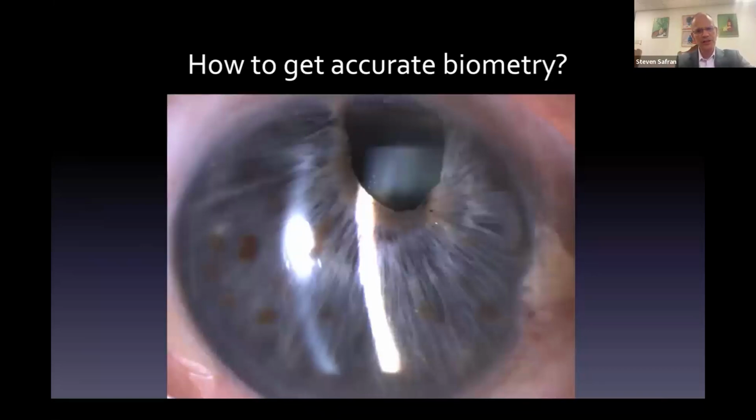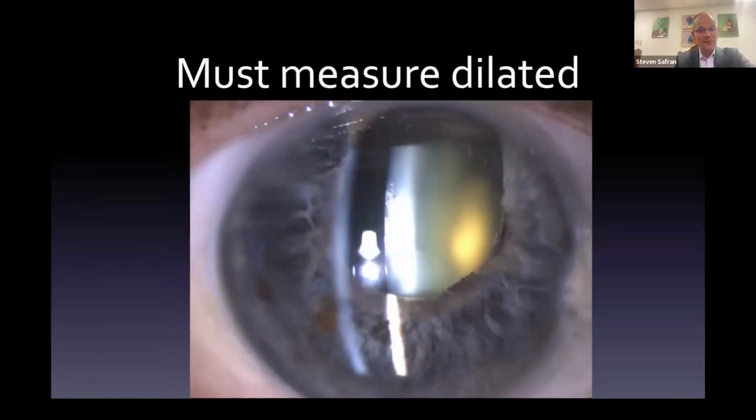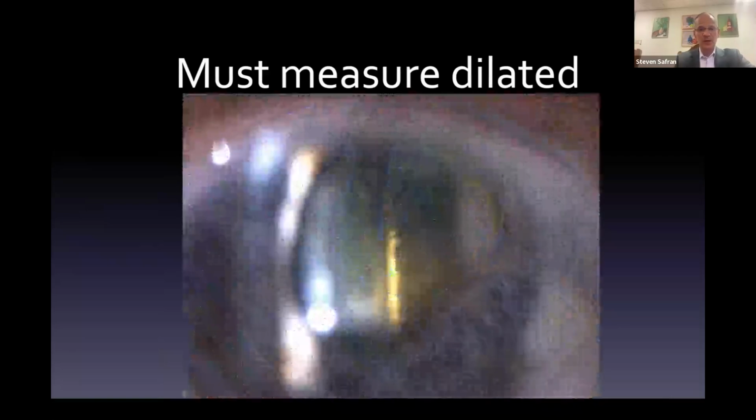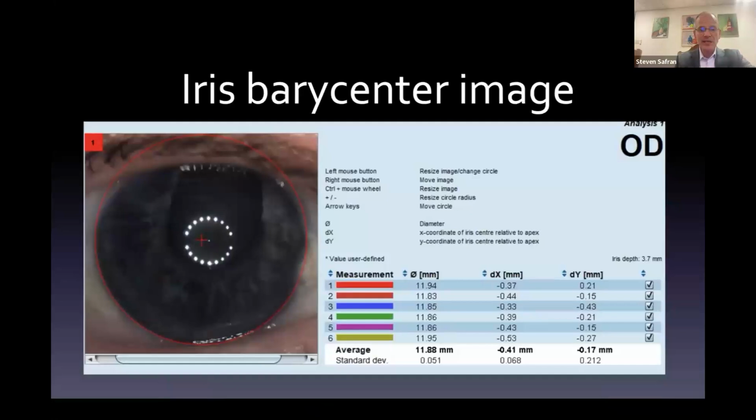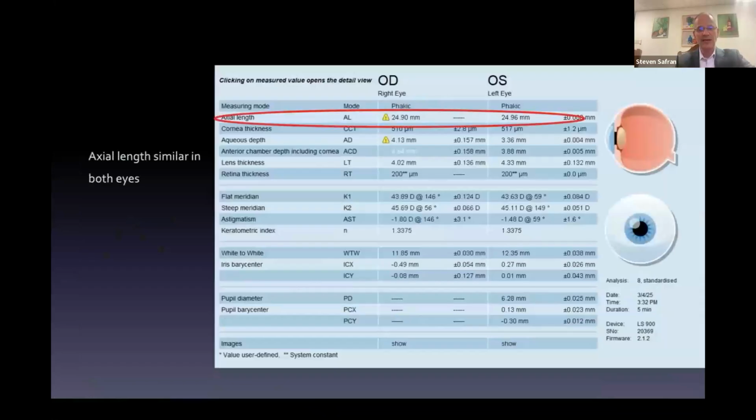I mean, this is what he looks like. Well, we're just going to have to measure him dilated. So this is his dense PSC cataract. And here we can see when we measure him, the iris barycenter image. Here's his first Purkinje image. Here's the center of his limbus, the center of the cornea. So we trust that he is looking in the right place.